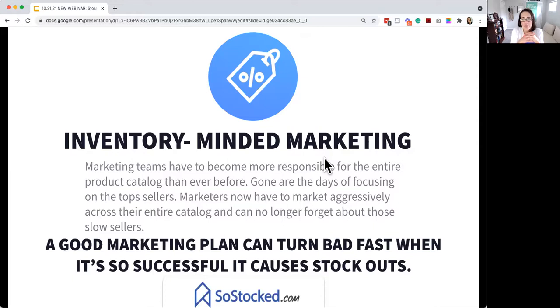There's something that I started pushing around called inventory-minded marketing. And that's just this idea that you can't market in a vacuum. You have to work in tandem. The marketing team has to let the inventory team know what it's doing. We can no longer just focus on our best sellers. We need to market aggressively across the entire catalog. Inventory needs to give data to marketing, and marketing needs to give data to inventory.